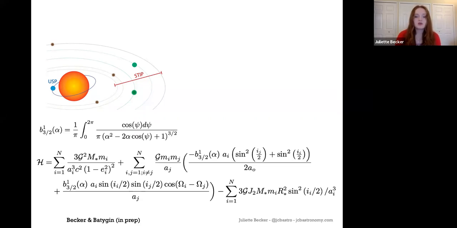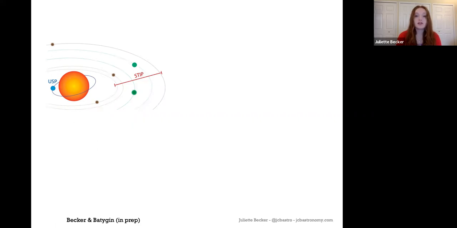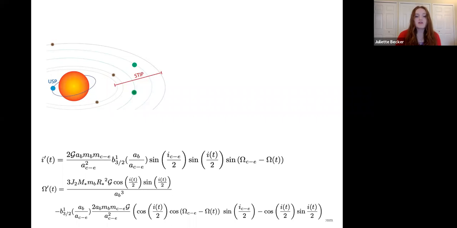So the first thing that you can do is write a really basic Hamiltonian that includes planet-planet interactions between the ultra-short period planet and the SIP, as well as GR and the precession due to the deformation of the star. From this simple Hamiltonian, you can solve Hamilton's equations and find the equations of motion for the inclination and the longitude of the ascending node. So these are the coordinates that are related to each other. If you find these equations of motion, then that tells you as time increases or as J2 decreases, how is the inclination of the ultra-short period planet going to change with time?